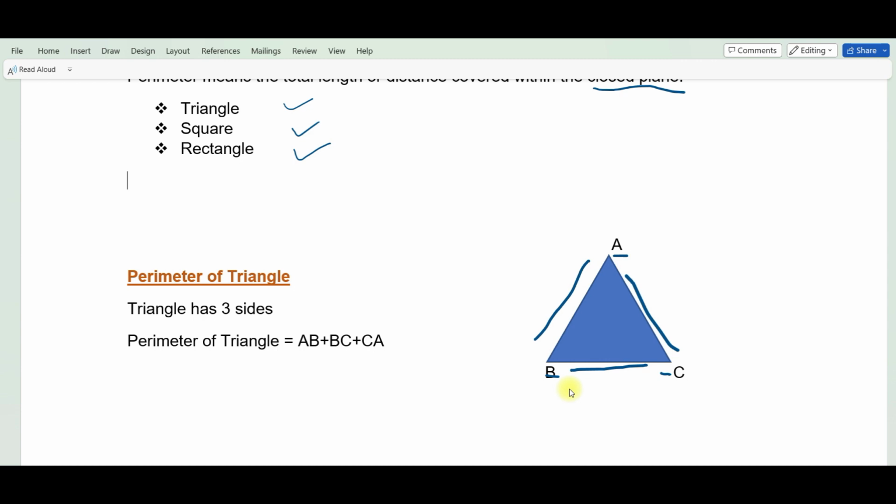So let us take an example of this. Supposing this length between A and B is 3 centimeters, this is 3 centimeters and this is 3 centimeters. Now the perimeter of this triangle would be 3 plus 3 plus 3, which is equal to 9. So 9 centimeters is the perimeter of this triangle. So this is how you can find the perimeter of a triangle.